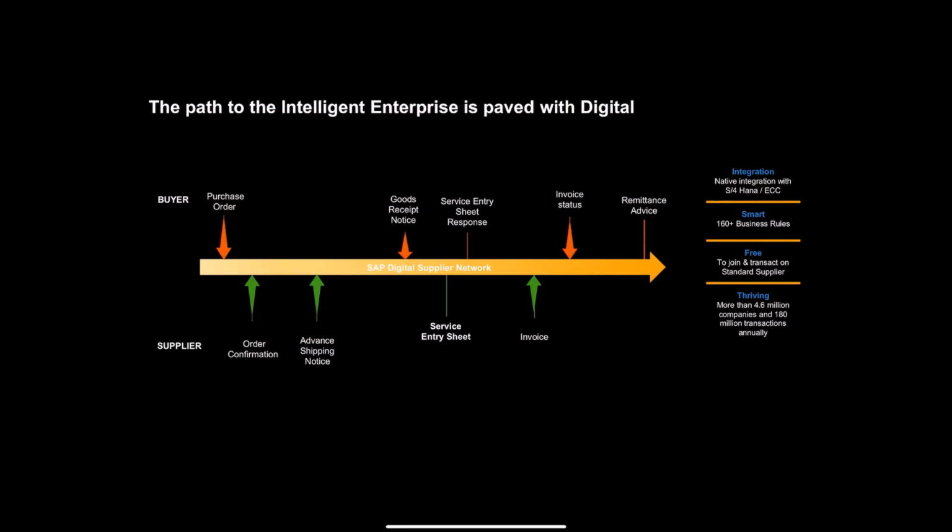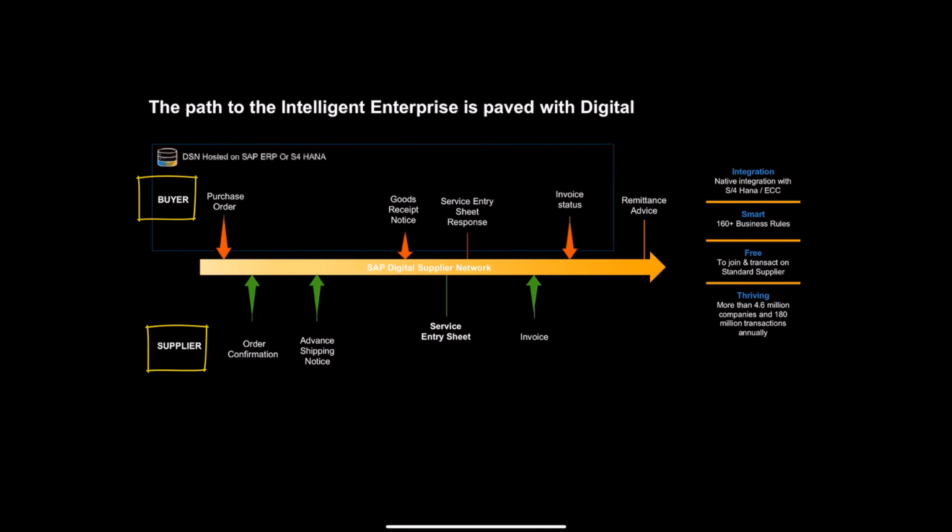Hello, my name is Prem and I would like to welcome you to the demo about Digital Supplier Network, known as DSN. The slide I am showing you represents documents that can be exchanged over Supplier Portal between a buyer and supplier. By a buyer, I mean a customer who has an SAP ECC or S4HANA ERP system connected to the supplier network.